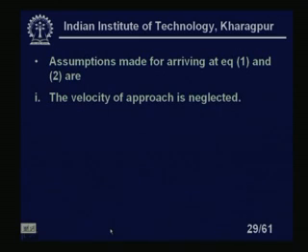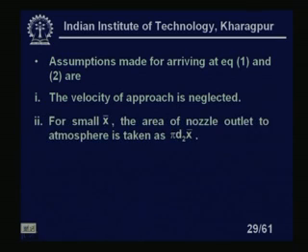Now, the assumptions made for arriving at equations 1 and 2 are involved. What are the basic assumptions we have taken? The velocity of approach is neglected. For small x bar, the area of the nozzle outlet to the atmosphere is taken as pi d2 into x bar instead of pi d2 square by 4, because it is a variable. Whereas in the supply side restriction we have taken pi d1 square by 4. That is a simple orifice formula we have taken.